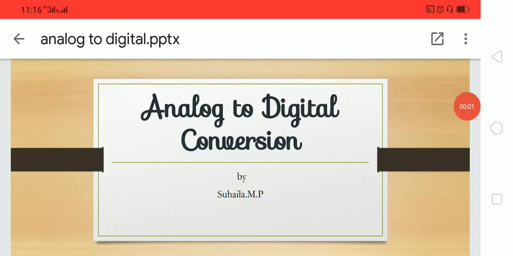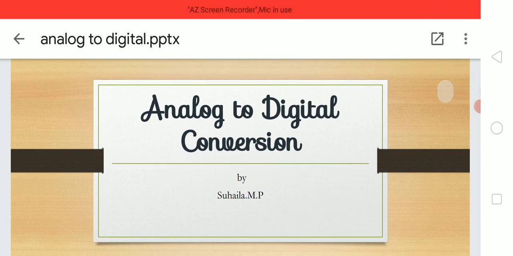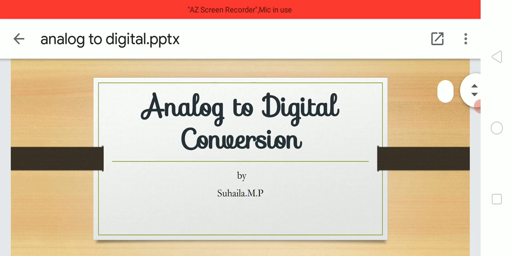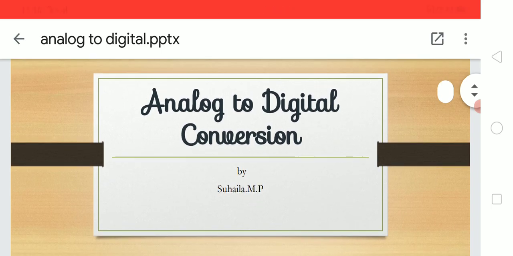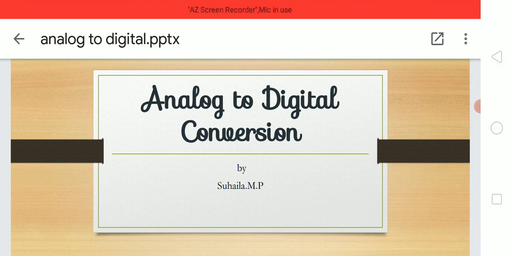Hello. In the last class, we discussed digital data to digital signal conversion. In this session, we are going to discuss analog to digital signal conversion, ADC, and similarly DAC, which we will discuss later. Here, the ADC converts the analog signal into the digital signal.